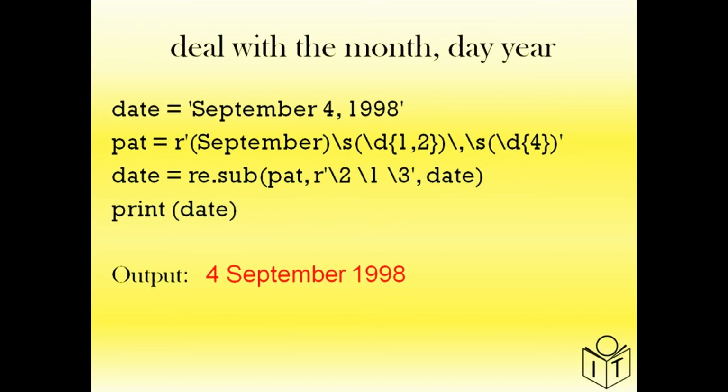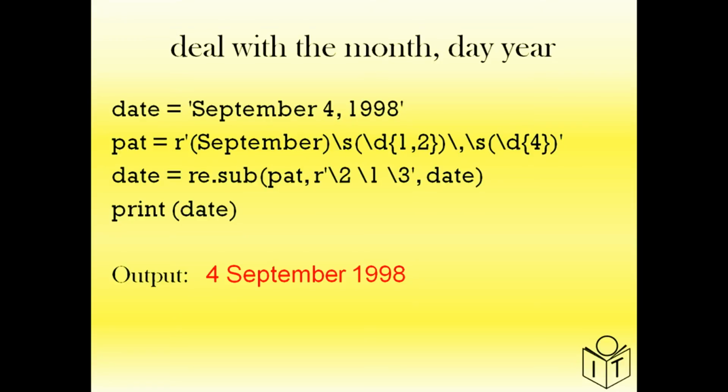So here we can see the text, the code again. We've got the date, we match September, then the 4, then the 1998, and in the re.sub regular expression we change it to the day, the month, and then the year. So that's quite complicated, but it does work in the example.